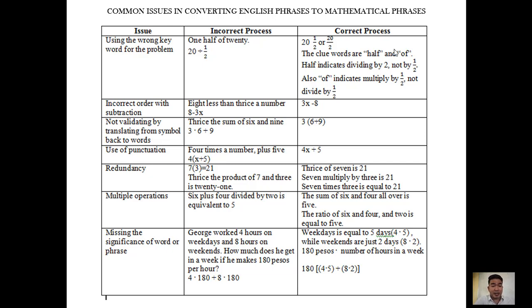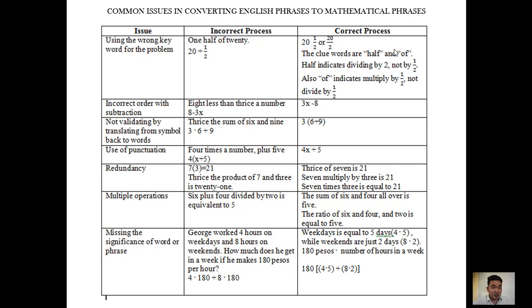The use of punctuation: 4 times a number, comma, plus 5. The incorrect process is 4 times x times the quantity x plus 5. In this case, if there is a comma, then that's another term. So 4 times a number is the first term, and the second term is plus 5. So you will have 4x plus 5.